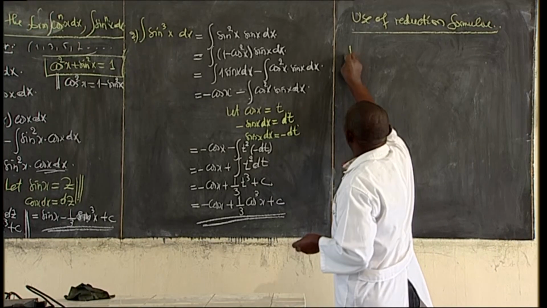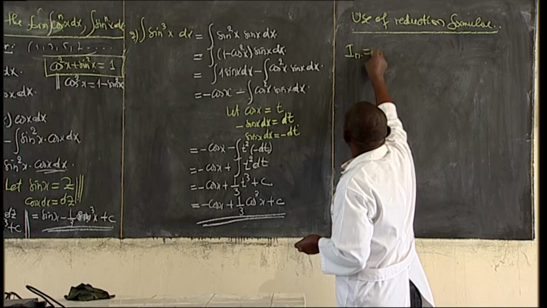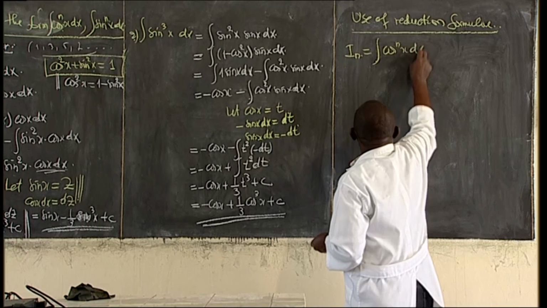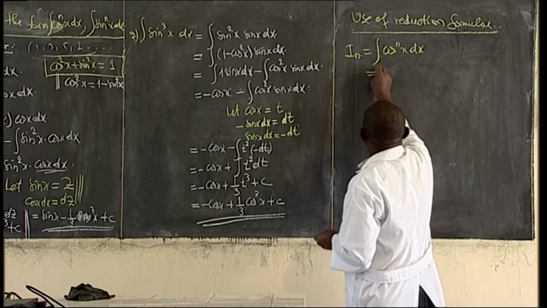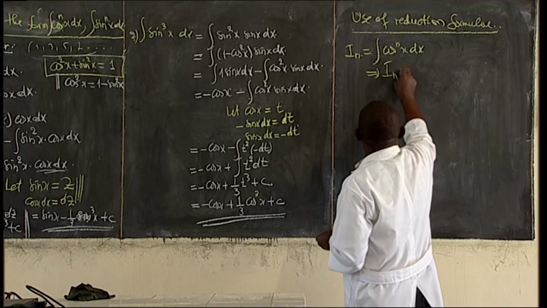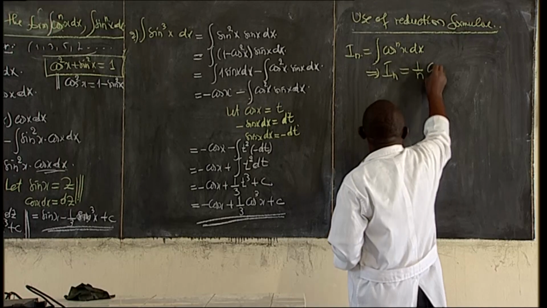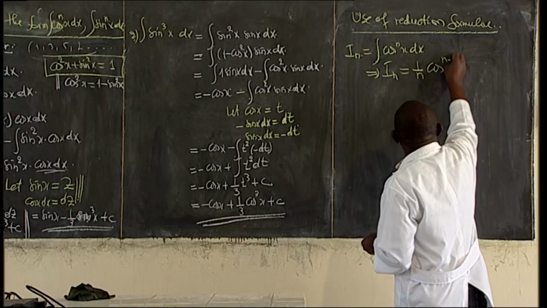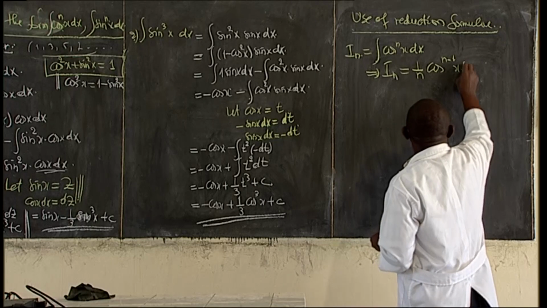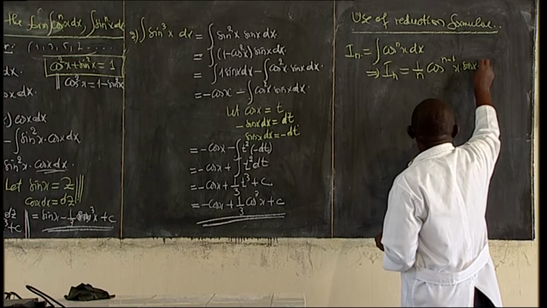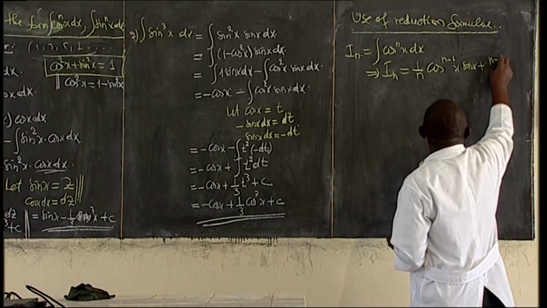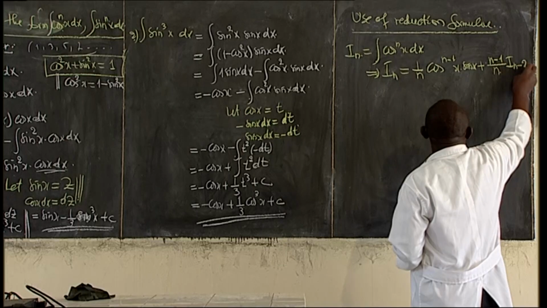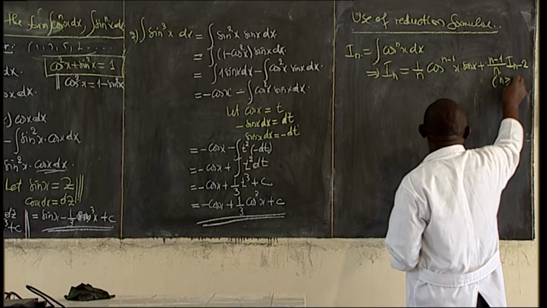So when you have the integral of this form, cosine^n x dx, then I_n is equal to 1 divided by n, cosine^(n-1) x times sine of x, plus (n minus 1) divided by n, I_(n-2). Of course, n is greater than or equal to 2.